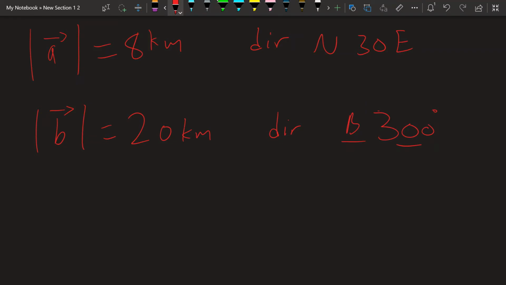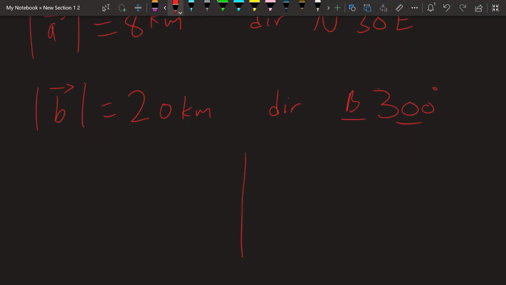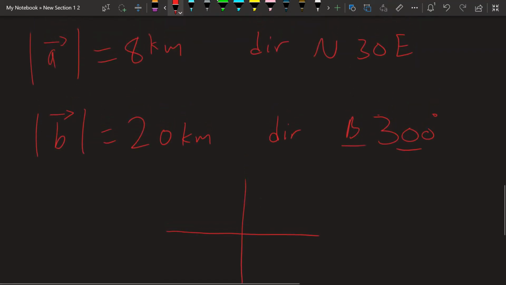So let's draw the graph for this. You have a graph like this. A is north 30 east, right? So here's north, here's east. North 30 east is like this. A is somewhere here, right? That's A. It has a magnitude of 8. That just means that the line's distance, like this whole distance right here, is 8.